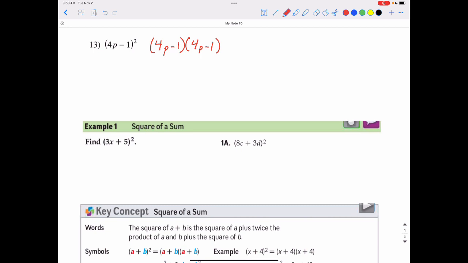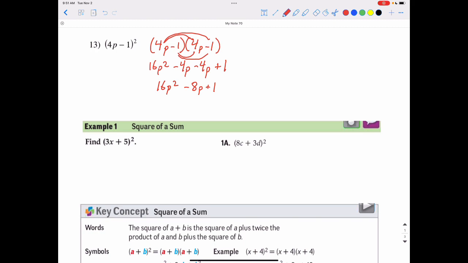And then we could distribute the 4p times 4p, which is 16p squared. 4p times negative 1 is negative 4p. Negative 1 times 4p is also negative 4p. And negative 1 times negative 1 is positive 1. And then simplify by adding the like terms in the middle. Negative 4p and negative 4p is negative 8p plus 1.